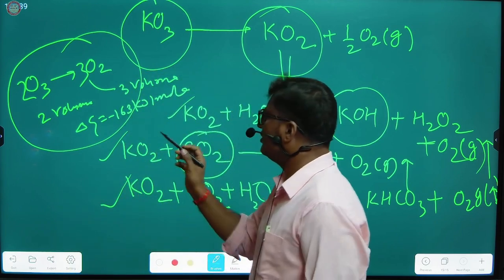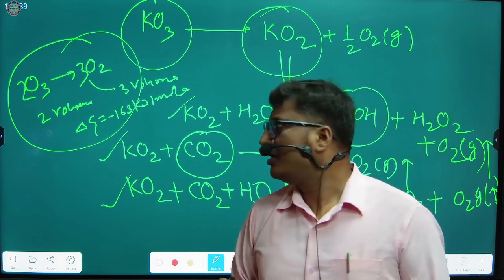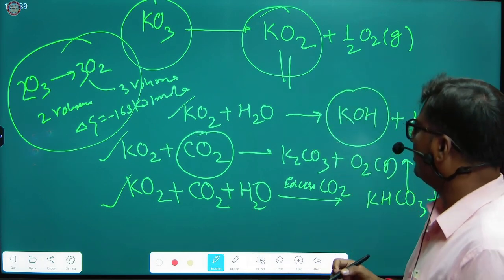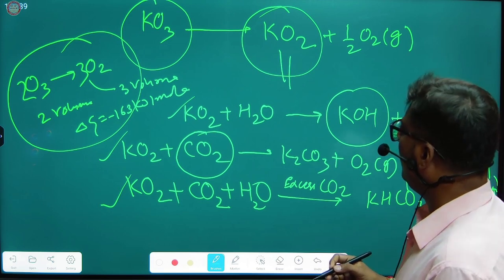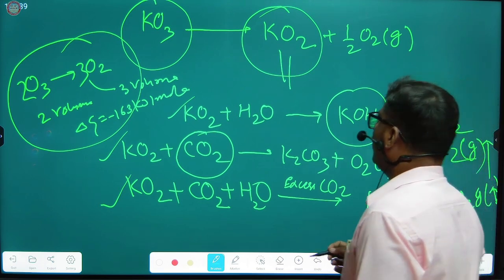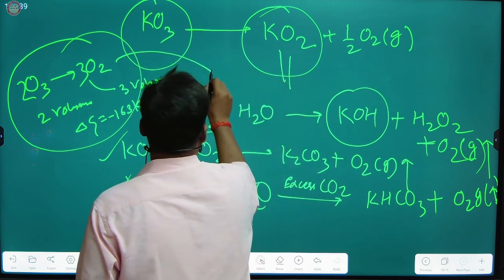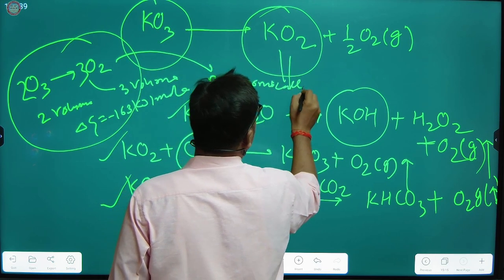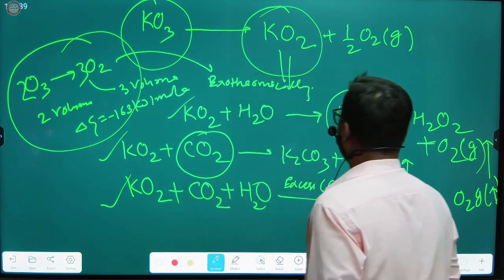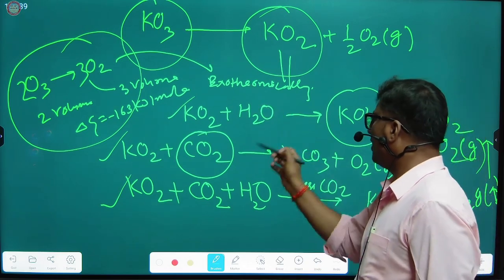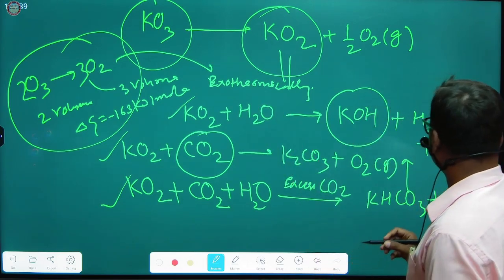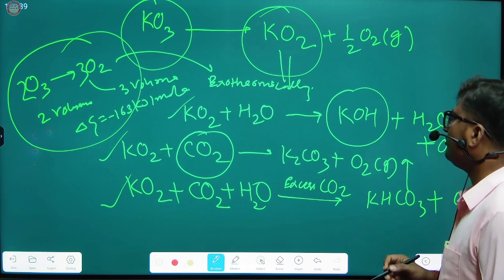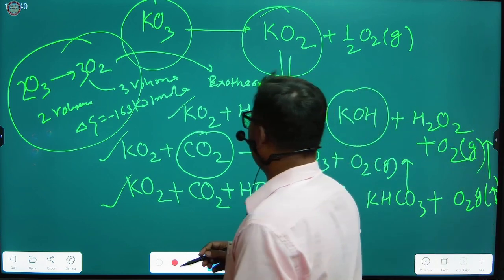So here delta G is negative. It means the conversion of ozone into oxygen is thermodynamically favorable and proceeds as an exothermic reaction, right? So this undergoes exothermically. All these superoxides undergo spontaneous conversion into their products. So this is the beauty of ozonides.